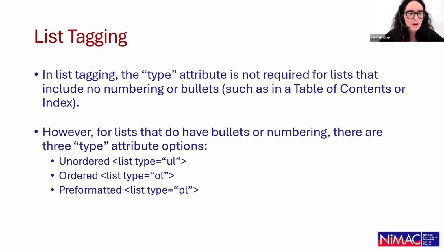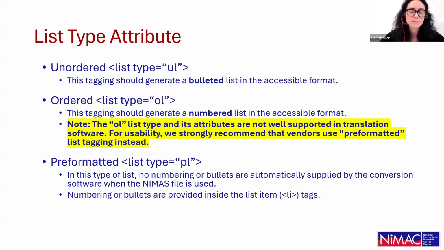The first thing that we're going to take a look at is list tagging. Lists are an incredibly common component of almost all NIMAS file sets. I will note that the type attribute is not required for lists that include no numbering or bullets. So the table of contents or the index, those big structural elements, don't require the type attribute. But for other lists, the type attribute is required. And there are three options: unordered lists or UL type lists, ordered or OL type lists, or preformatted or PL type lists.